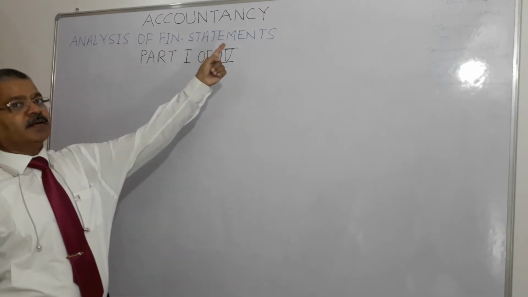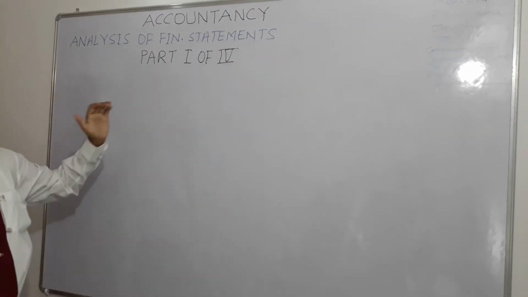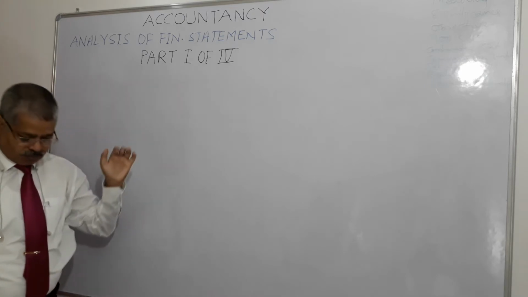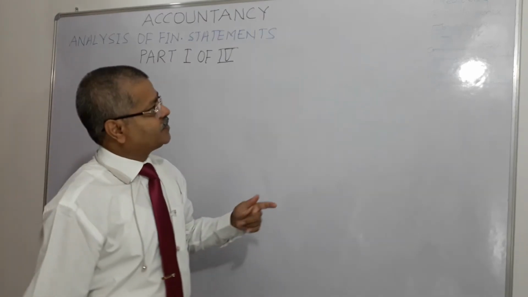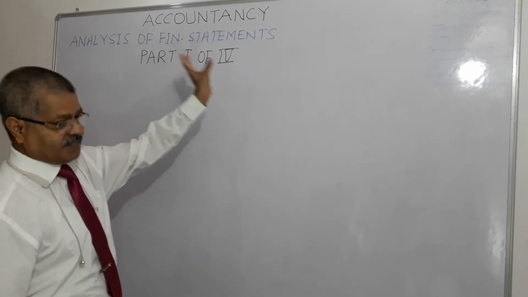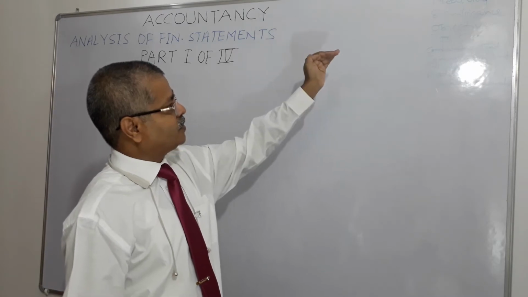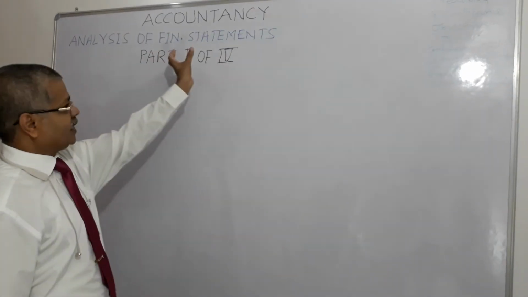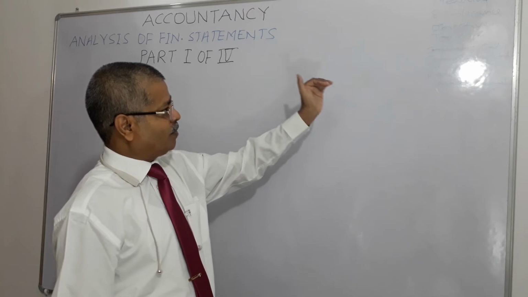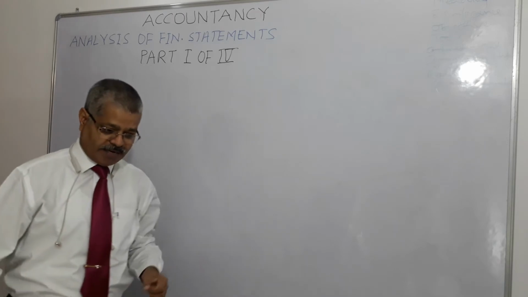Subject is accountancy. Our chapter is analysis of financial statements. We have divided this chapter in 4 parts and right now we will discuss part 1 of 4. In this part 1, we will discuss meaning, significance, objectives and tools available for analyzing this, and those tools are comparative statement, common size statement, trend analysis, ratio analysis and cash flow analysis, right?